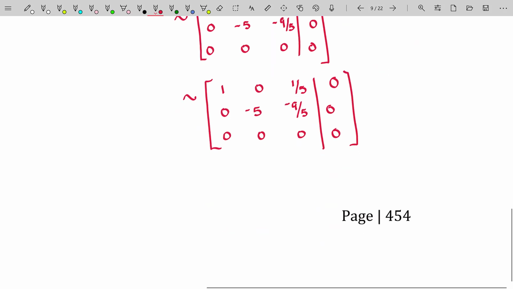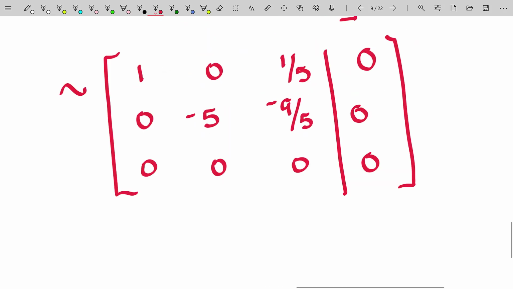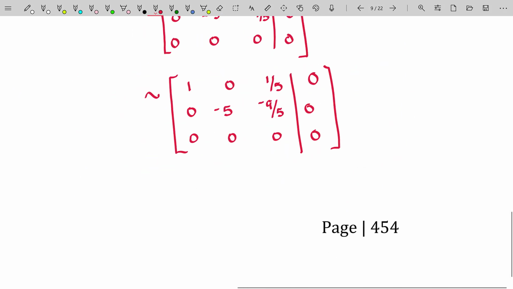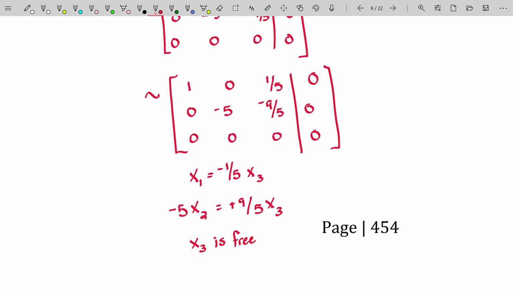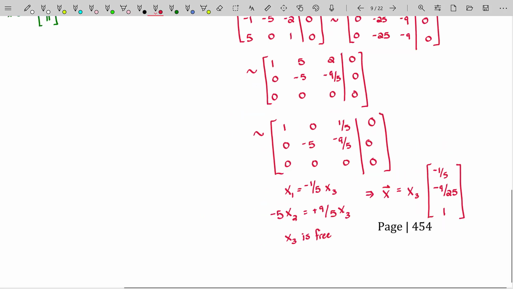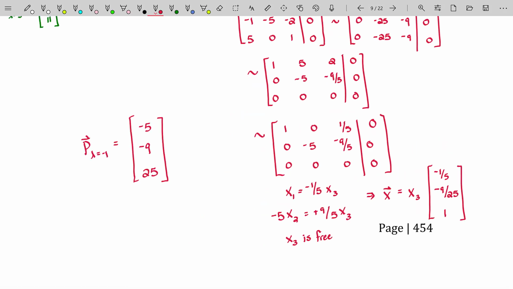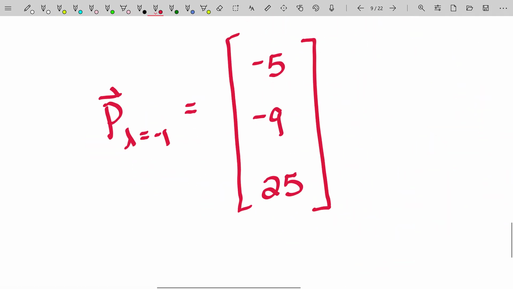And you'll see that I actually used some fractional magic there just to make the math a little bit cleaner. And we see here that x sub 1 is a negative 1/5 x sub 3, x sub 2 is a positive 9/5 x sub 3, and x sub 3 is free. And we get down to that vector right there. Obviously a pretty decent choice for x sub 3 in this case would be 25. And so we find that the eigenvector associated with lambda equals negative 1 is negative 5, negative 9, 25.